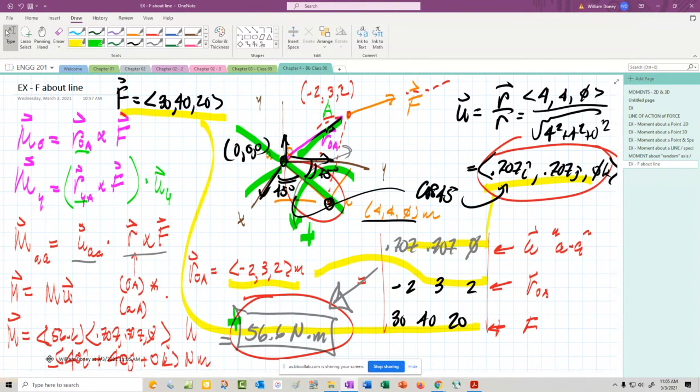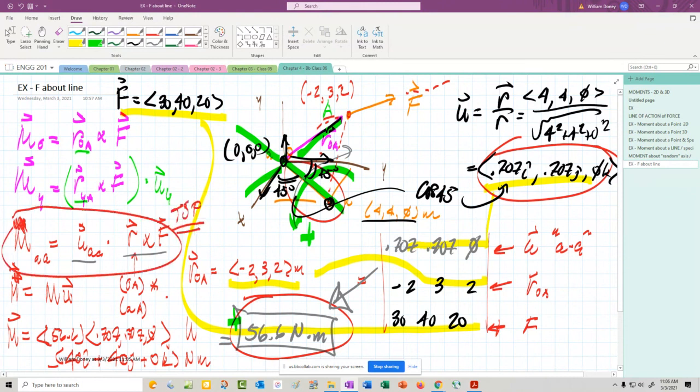The triple scalar product here is going to give us the magnitude. So I really should get rid of this right there. Right? That one's correct, but this one isn't. That's the triple scalar product.